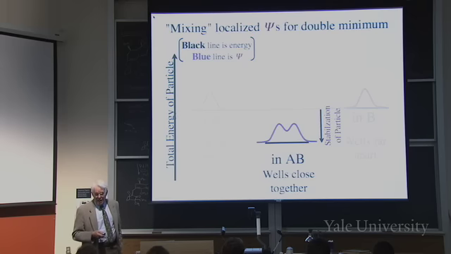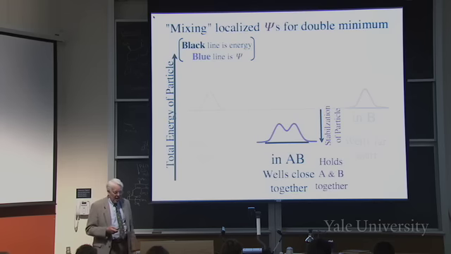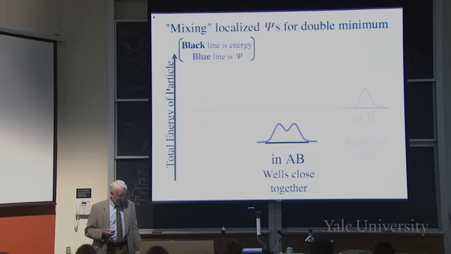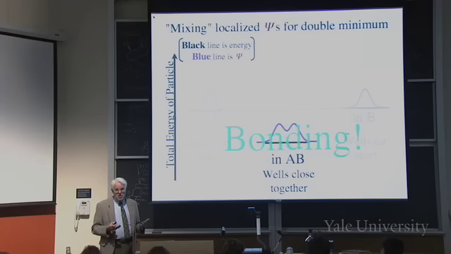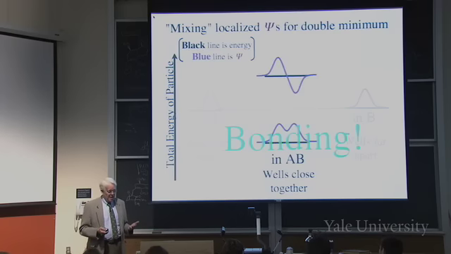What would you call that? That's a bond. The energy is lower when they're close together. So that holds A and B together because the energy of the particle is lower when the wells are close together. So that's bonding. And part and parcel of this, the flip side of this, is that you have this wave function which is higher.